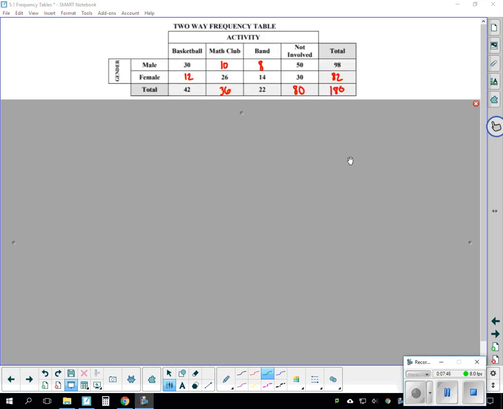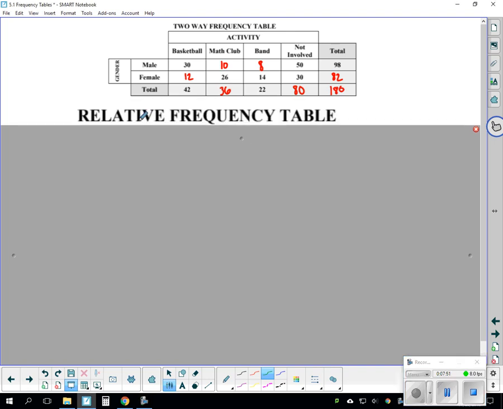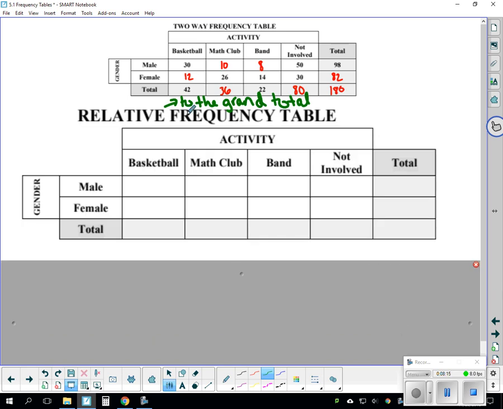Okay, so here's that same table, same numbers filled in, and now we're going to talk about relative frequency. So this was just a frequency table. A relative frequency table takes the same data, but talks about it in terms related to the grand total. Okay, so it's relative, what's it relative to? To the grand total. Okay. So here's the same table, but now we're going to make it a relative frequency table.